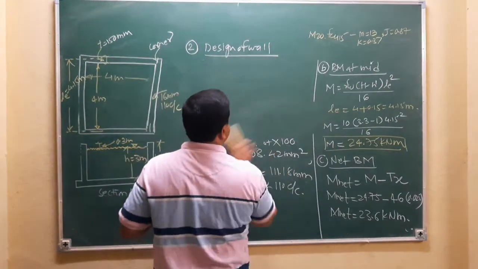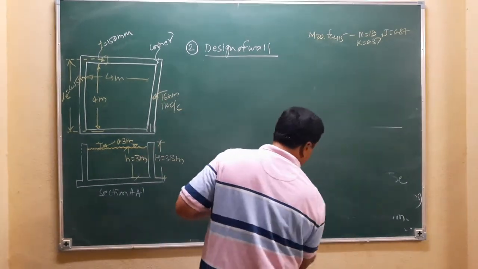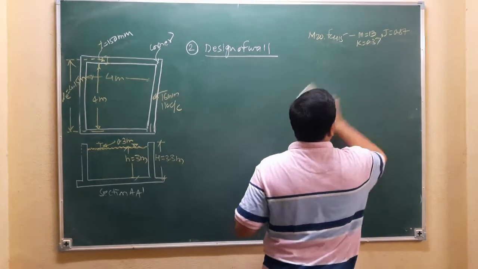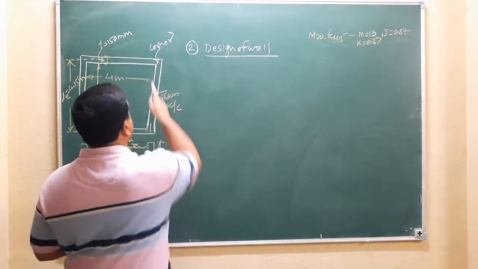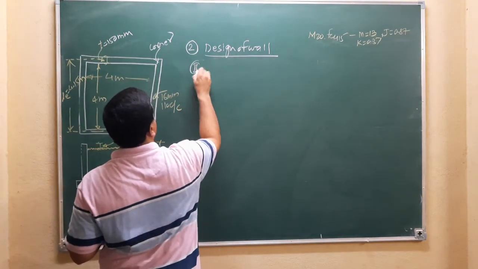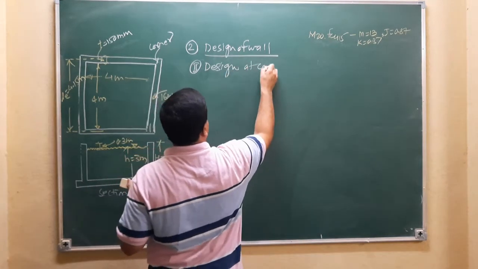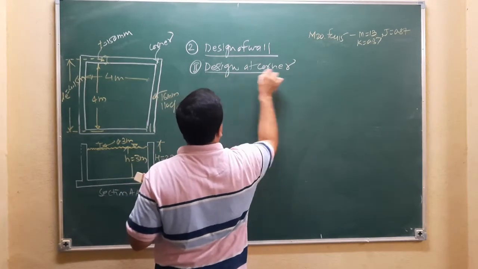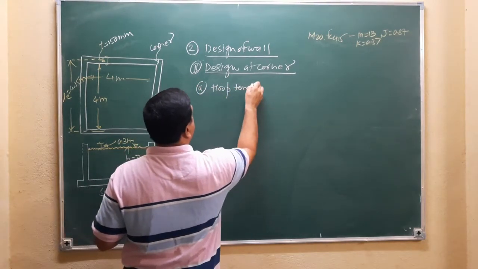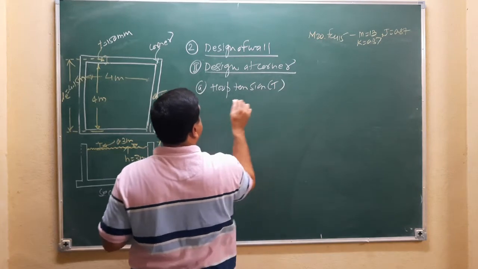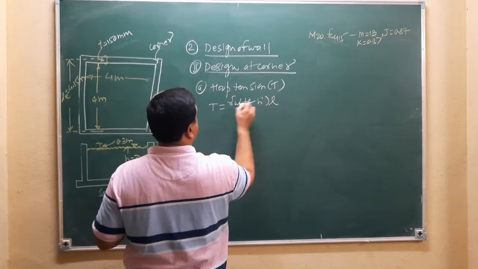Now what you have to do? Now you have to follow same steps and design the wall at corner. So step 2, design at corner. For that same step, hoop tension. Already we have calculated the hoop tension. T is equal to gamma W into H minus L dash into L divided by 2.